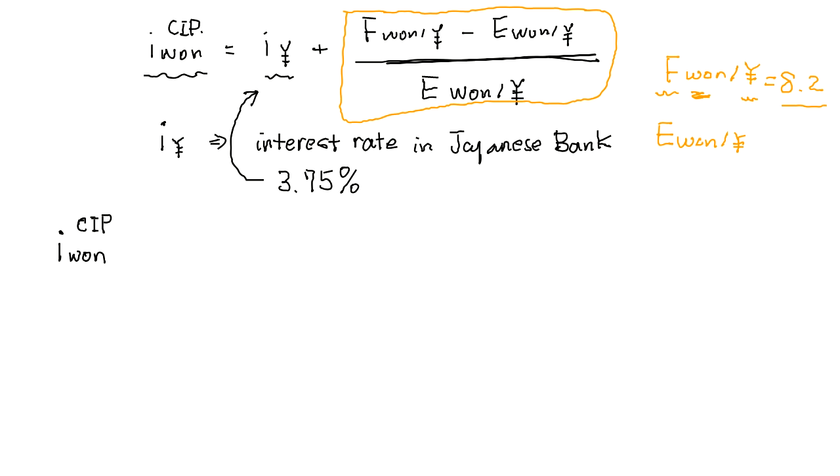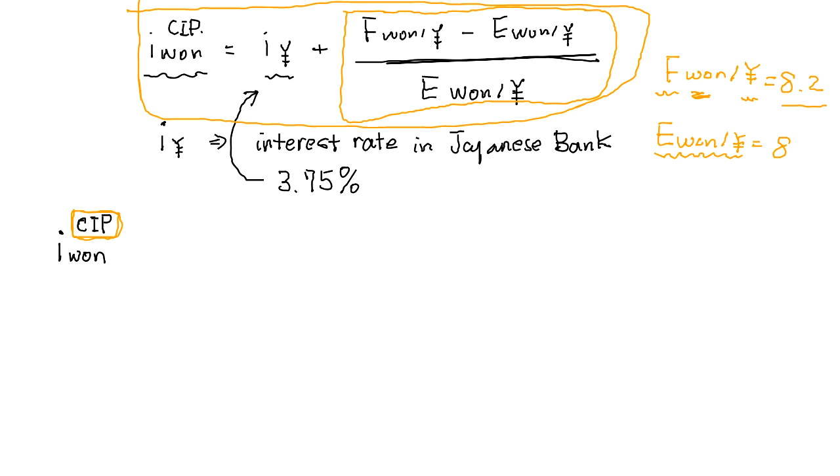So do we have the information on the spot exchange rate between Korean won and Japanese yen? The answer is yes, right? So we have 8. Now if the CIP holds, this approximation will hold, right? So the return of the Korean won will be this number, that's equal to 3.75% plus 8.2 minus 8 divided by 8 times 100%.